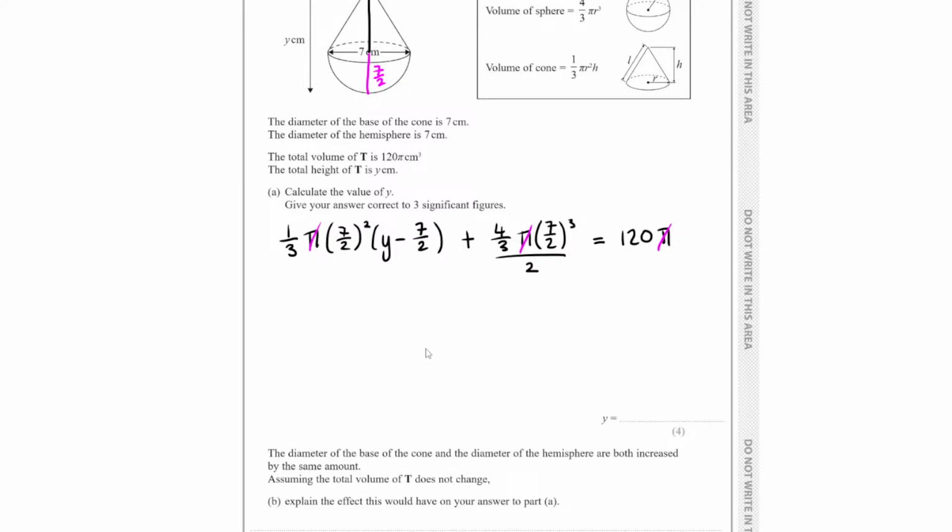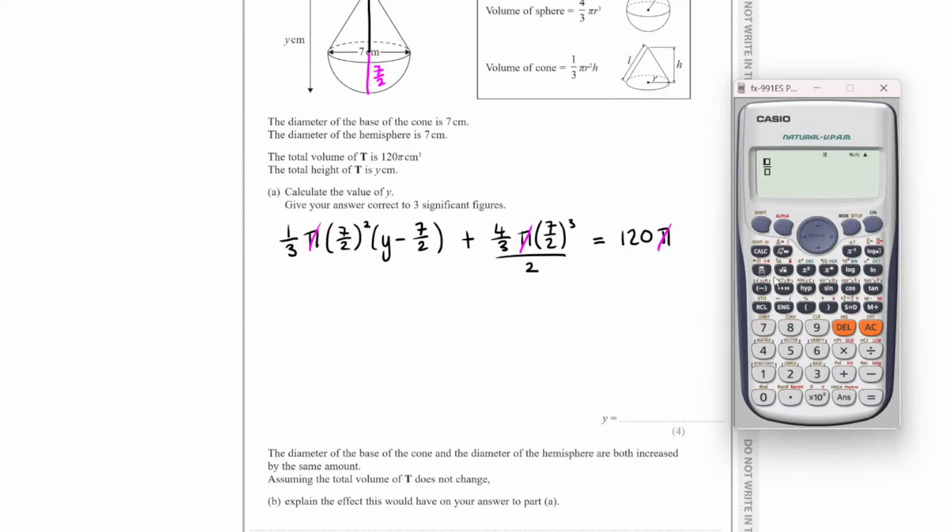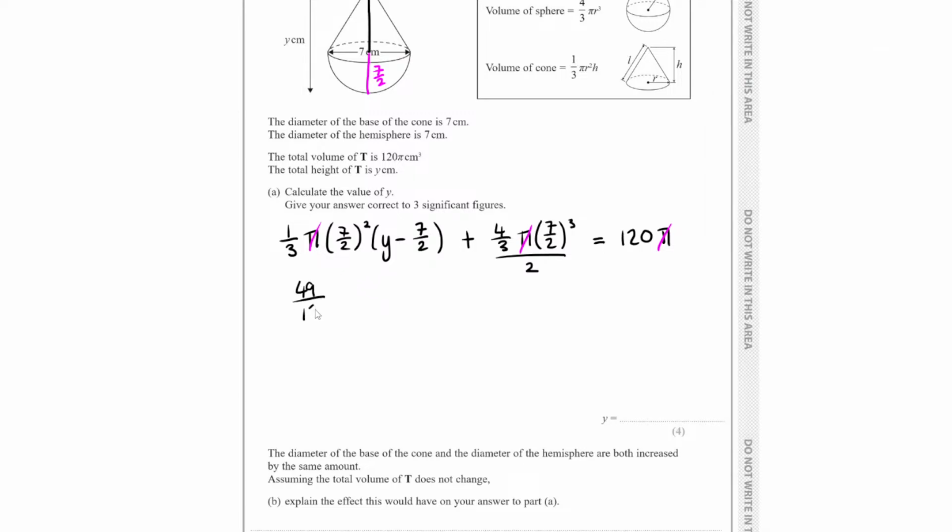Then the fractions we can work out. So see how here we've got, for the first one, 1/3 multiplied by 7/2 squared. Don't forget to square it. Which obviously I would probably leave as a fraction, right? Because that decimal's not nice. 49/12 and then you've still got your y minus 7 over 2.